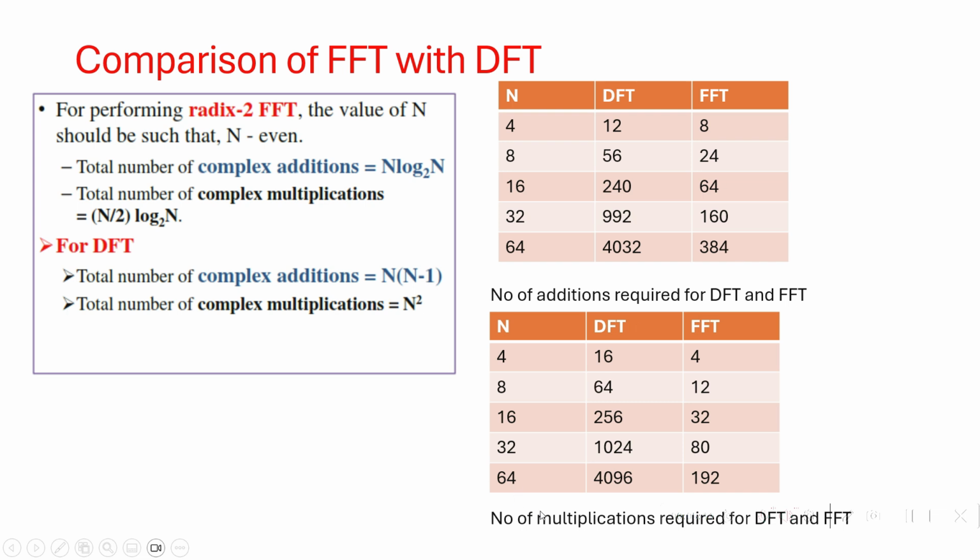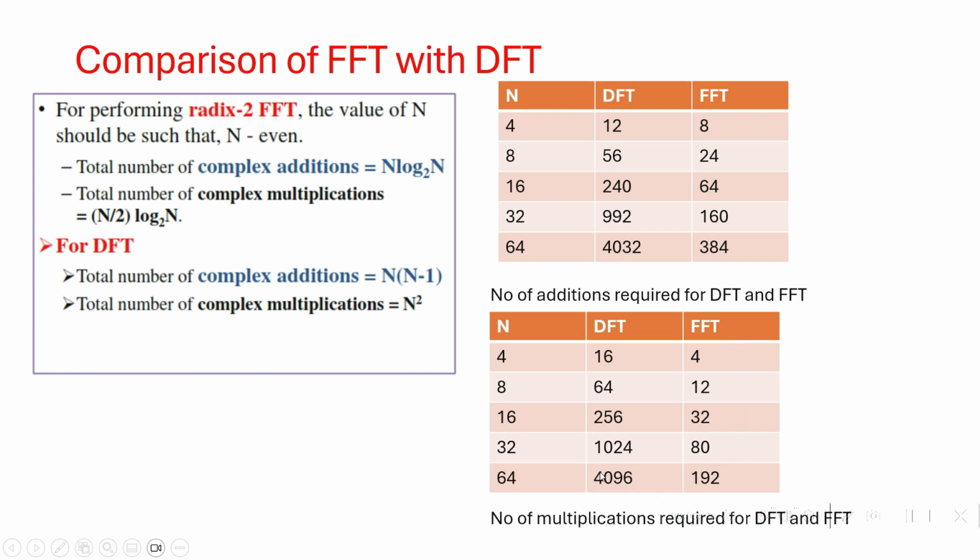Similarly, the number of multiplications. In the conventional method, the number of multiplications required is n square. So if you take 4-point, it means 16, since 4 square is 16. Similarly, 8 square will be 64 and so on. For FFT, it is n by 2 log n base 2. So if it is a 4-point, 4 is denoted as 2 power 2, so log 2 base 2 is 1. So 4 by 2 is 2, 2 into 2, 4. Similarly, you can substitute in this formula to get the number of multiplications required in the FFT algorithm.